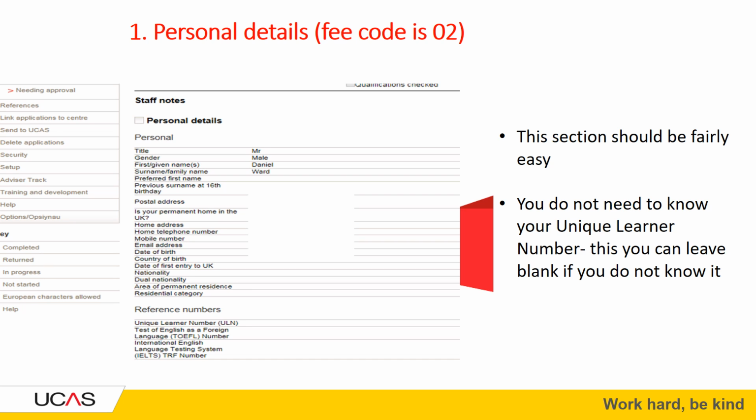So every student has a unique learner number. If you don't know it, you can leave that blank. It's not massively important. It's one of those things that helps UCAS a little bit, but doesn't really make much difference. So don't worry about that part.